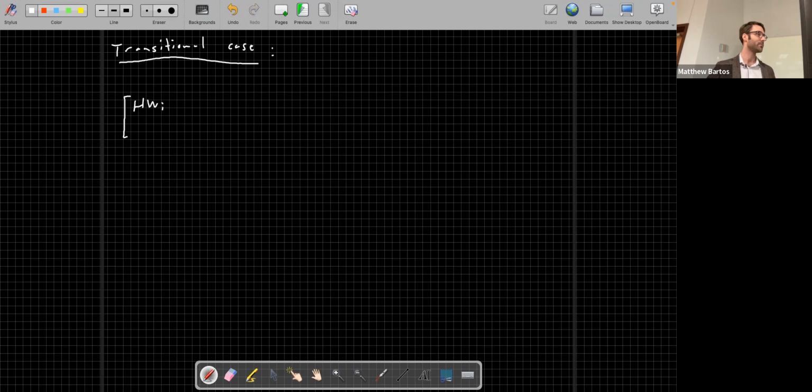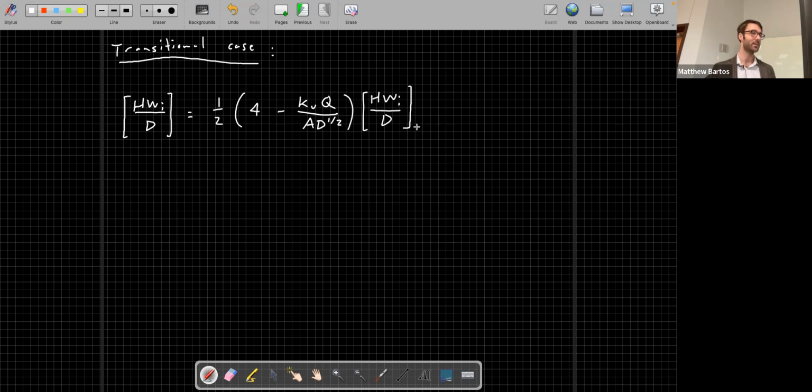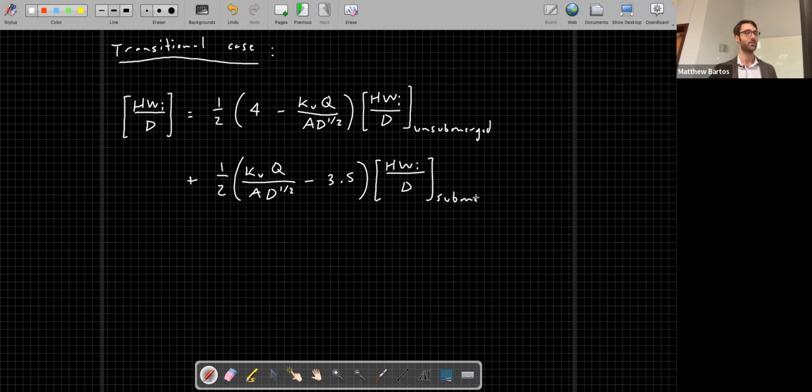The headwater depth divided by the diameter is equal to 1/2 times (4 minus K_U Q divided by A D to the 1/2 power) times the headwater depth divided by the diameter using the unsubmerged equation, plus 1/2 times (K_U Q divided by A times D to the 1/2, minus 3.5) times HW over D using the submerged equation.